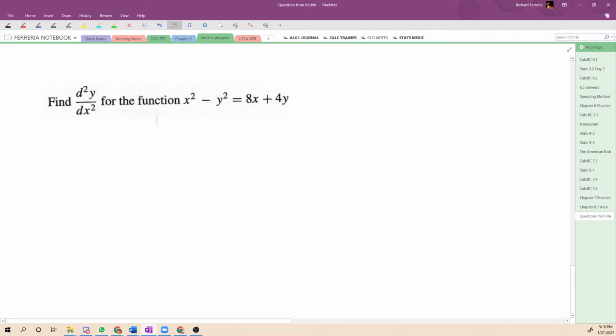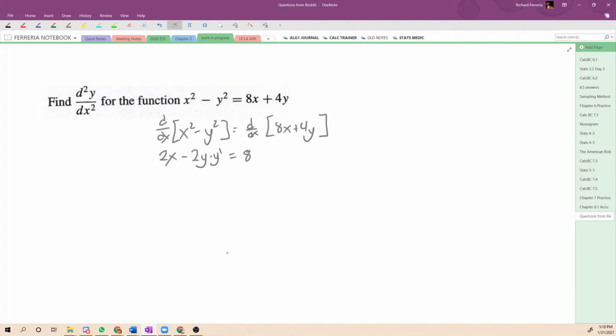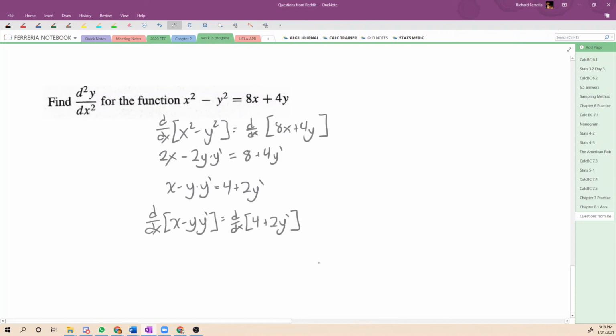For our last problem, we're going to find the second derivative for the function x squared minus y squared equals 8x plus 4y. The first thing I want to do is take the derivative of the left and make that equal to the derivative of the right. Now the derivative of x squared is 2x. The derivative of y squared is 2y multiplied by y prime. That's going to be equal to the derivative of 8x, which is just 8, plus the derivative of 4y, which is 4y prime.